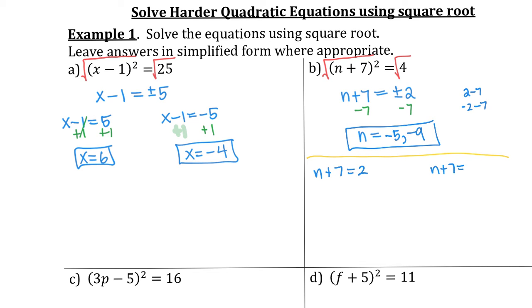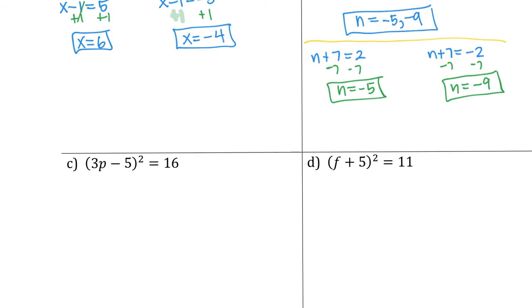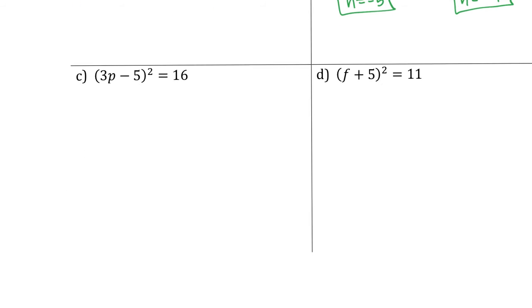If that confuses your brain, as it probably should, I could also write n plus 7 equals 2, n plus 7 equals -2, and then solve both of these separately. And I still get n equals -5, and -2 and -7, I add them up, and I still get n equals -9. So whichever way is more reliable for you is the way you're going to want to do it. Okay, let's look at some other ones.